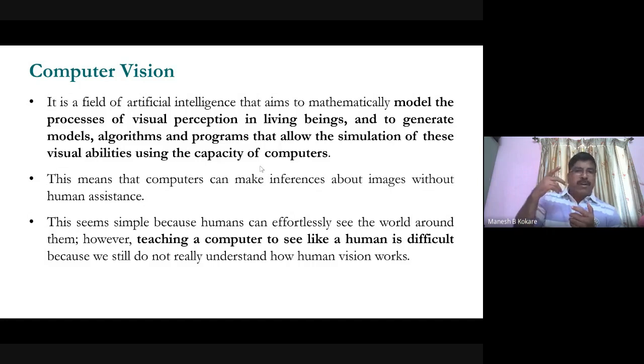Most of us who have very good eyesight don't value it. We feel that it is very easy to see the world. But when you would like to teach a computer to see like a human being, it is very challenging and difficult, because we still have not really understood how the vision system exactly works. Research is going on, and we are getting very close to the human vision system, but we have still not understood 100% how it works. So it is a really challenging field.